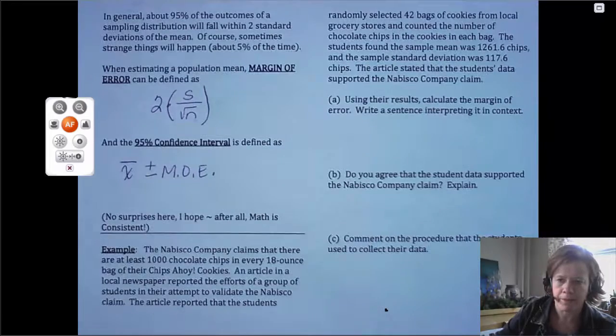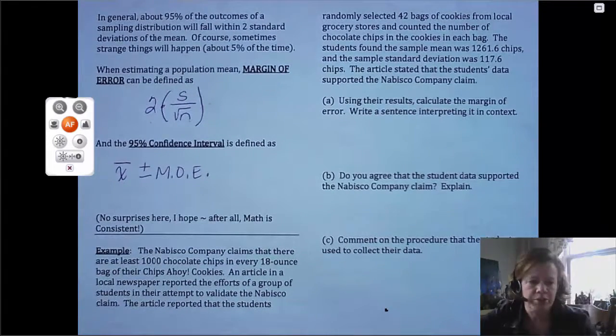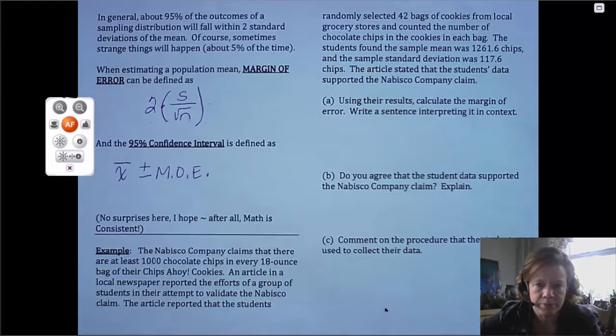And this is actually something that happened a few years ago. The Nabisco company claims that there are at least 1,000 chocolate chips in every 18-ounce bag of their Chips Ahoy cookies. An article in a local newspaper reported the efforts of a group of students in their attempt to validate the Nabisco claim. The article reported that the students randomly selected 42 bags of cookies from local grocery stores and counted the number of chocolate chips in the cookies in each bag.